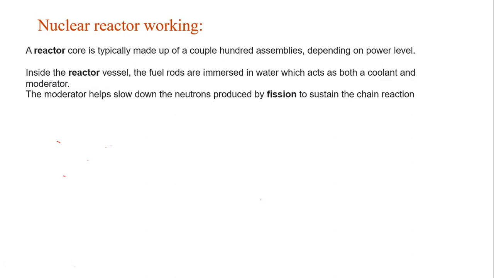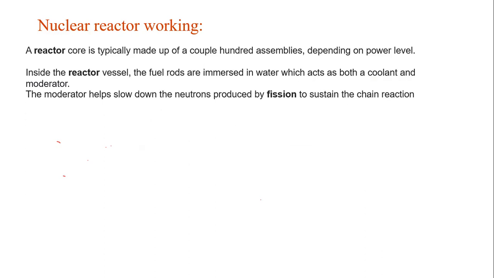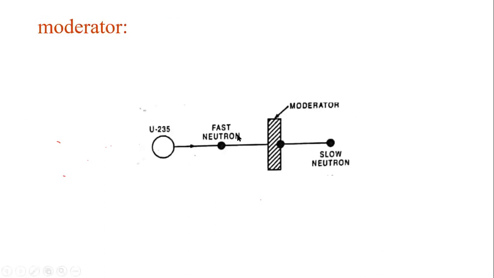This is the operation of the moderator. The moderator is used to slow down the neutrons. When a fast neutron collides with the moderator, some amount of heat energy is dissipated or wasted. Then the fast neutron is converted into a slow neutron.